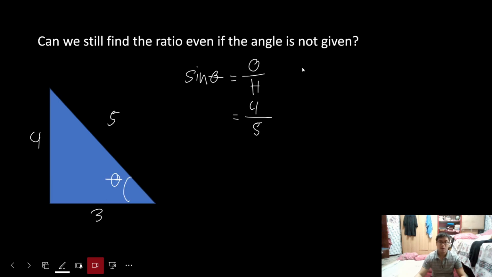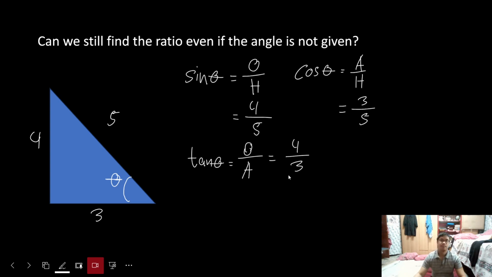Now, how about if we find another trigonometric ratio, which is cosine? So cosine theta is equal to adjacent all over hypotenuse. So your adjacent here is 3, and your hypotenuse is 5. Done. That's it. So even if the angle is not given, you can still find the ratio. All right, let's try other trigonometric ratios. Let's try tangent theta. Tangent theta is opposite all over adjacent. So your opposite is 4 and your adjacent is 3. That's it.